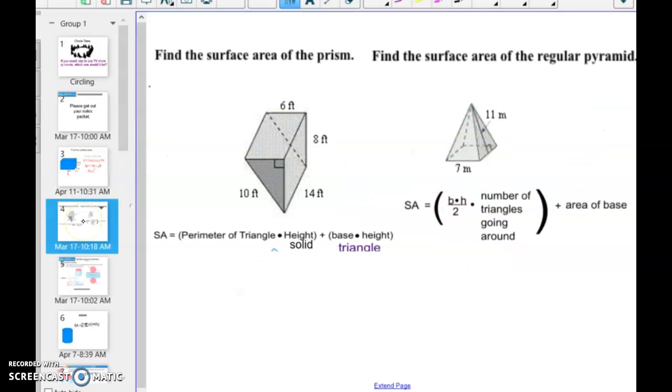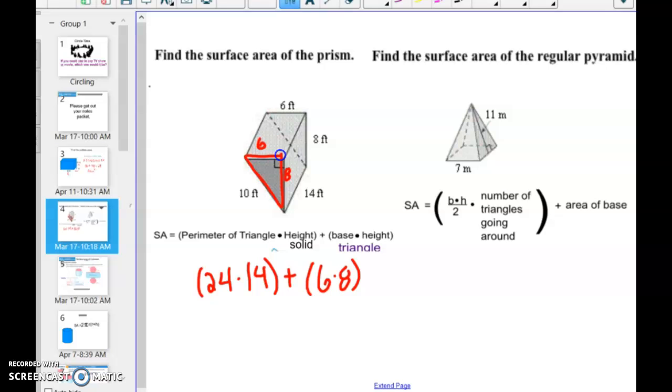Then we also did triangular prisms, which are tougher, but again, you just have to practice these ones. So first, the perimeter of the triangle. Well, my triangle would have a perimeter of 10 plus 6 plus 8, that's 24, times the height of the solid. If the solid was sitting up correctly, you would actually have a height of 14 here. Plus the base times height of the triangle. The correct base and height for this one would be 6 times 8.